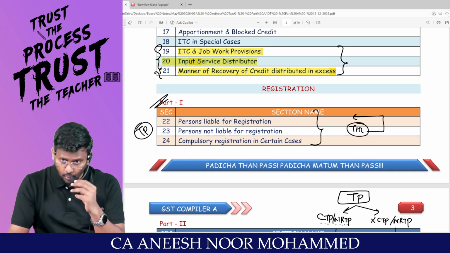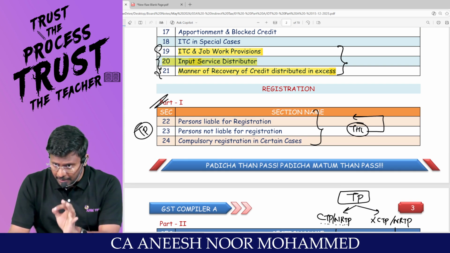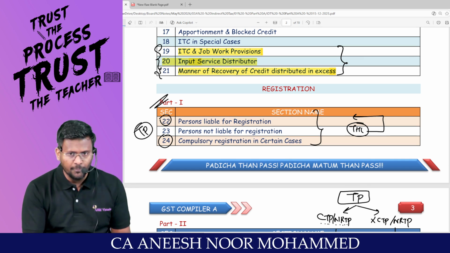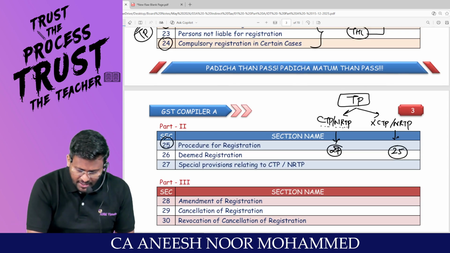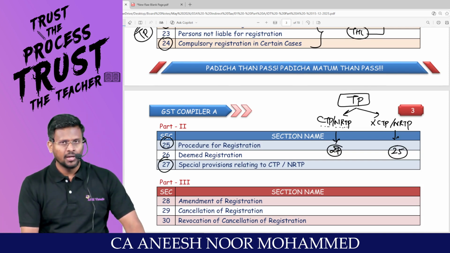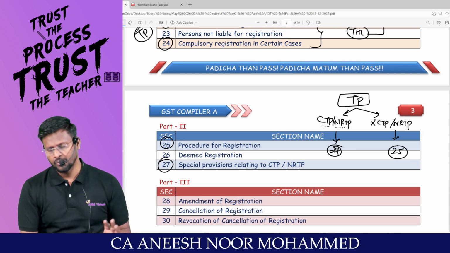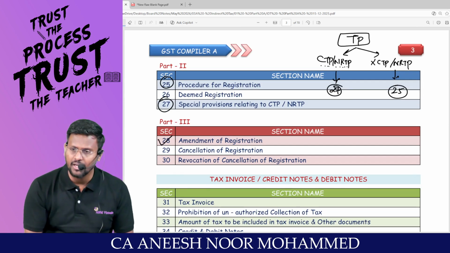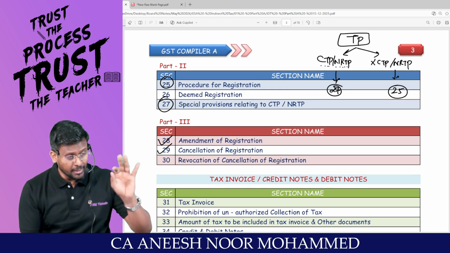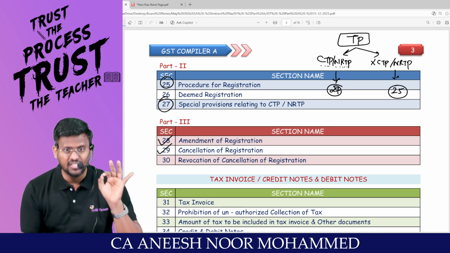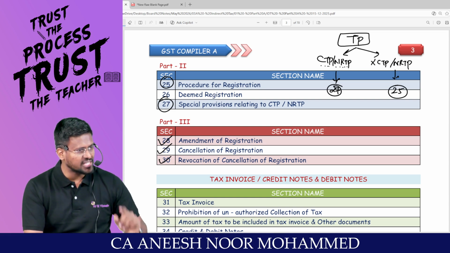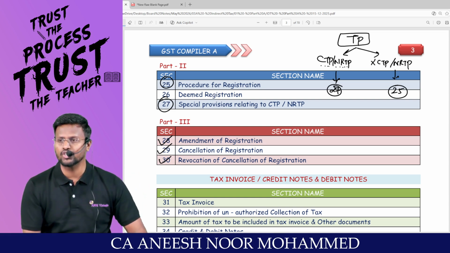What is section 24? So if you are a taxable person, if you fall under either section 22 or 24, my dear lovable students, you have to travel through either section 25 or 27 as the case may be. Am I right? Once you have taken registration, you can amend your registration as per section 28. You can cancel your registration as per section 29 if you don't want it. Sometimes that cancellation will be done by the proper officer if you are not proper. Then my dear lovable students, you can go and cry before the proper officer as per section 30. That is a revocation of cancellation of registration.